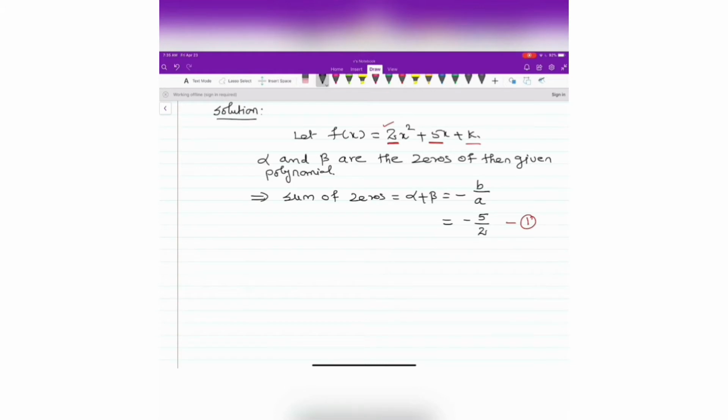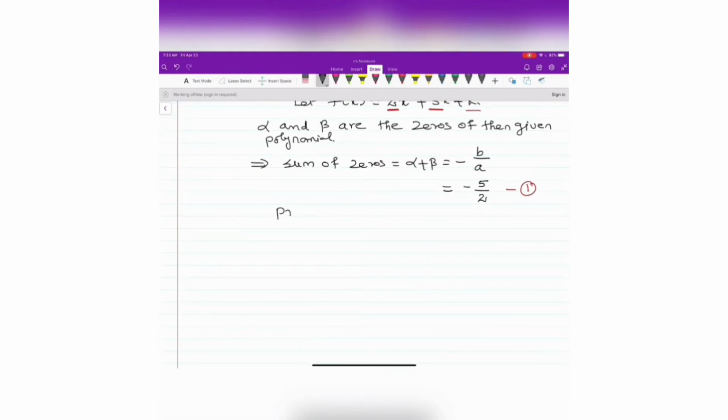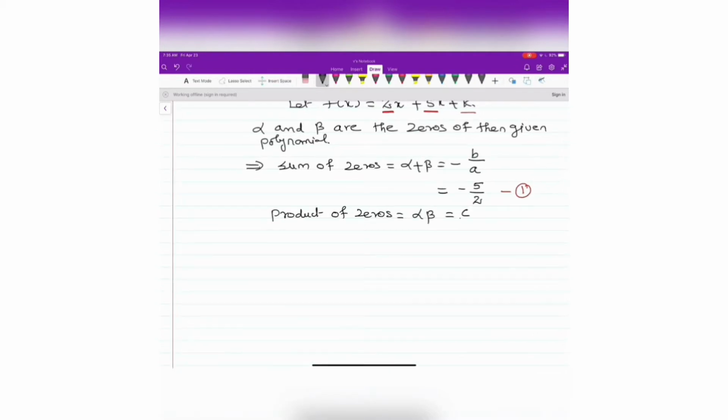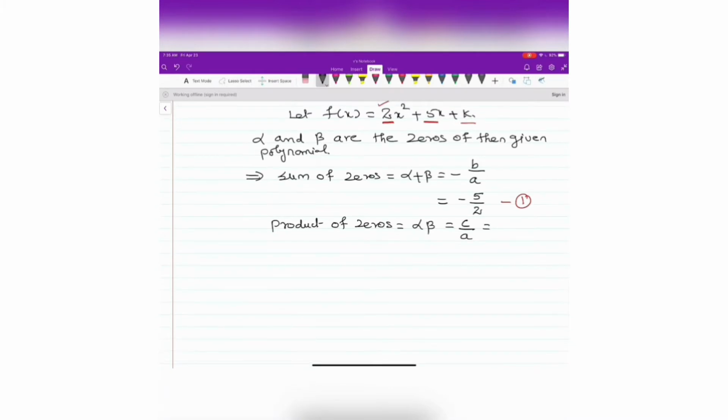What will happen to the product of zeros? Product of zeros is equal to alpha beta, which is nothing but constant term by coefficient of x square. Usually we write it as c by a. Here in the given polynomial, the constant term is k and the coefficient of x square is 2. So I can write over here k by 2. Let me name this as 2. Okay. What else is given to you?